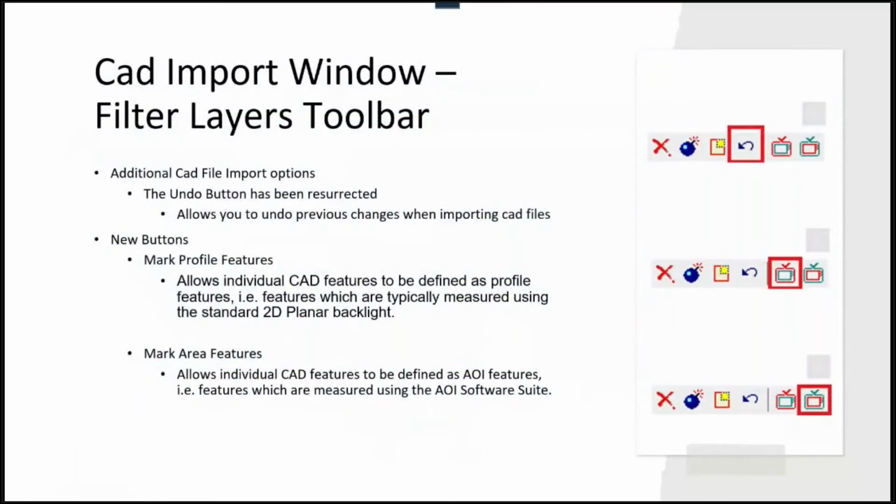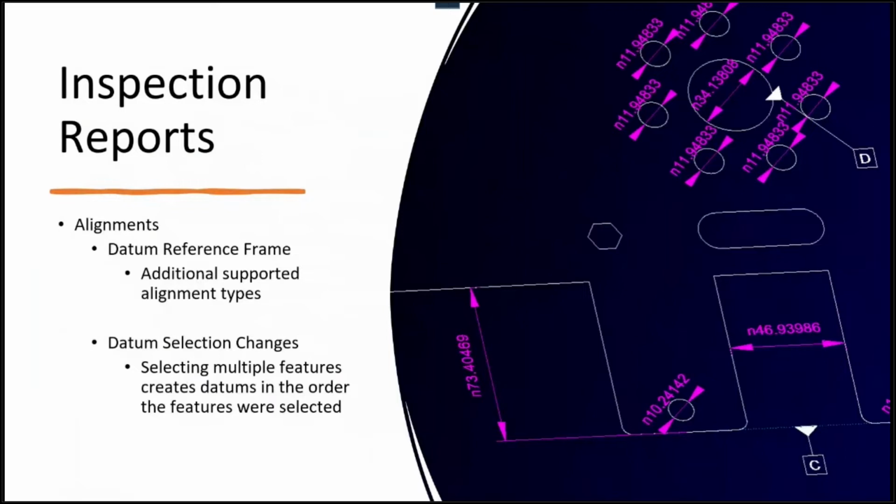Next, inspection reports and GD&T. So there's been some changes in the GD&T. 2020 was our massive update that changed everything you know about GD&T in the Planar software. And they've not done a lot of changes this year, but they've just kind of added more improvements for you. Again, defining datums faster, easier, and some additional supported alignment types that previously were not available in the 2020 software. So again, let's go into that software and play around with our GD&T and alignments.